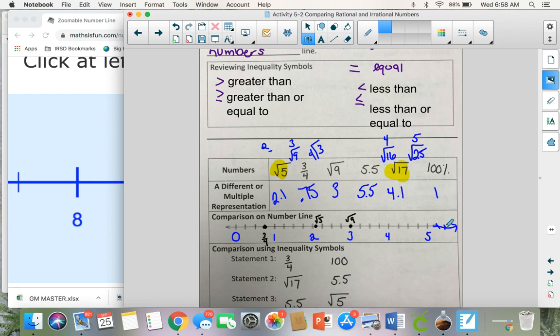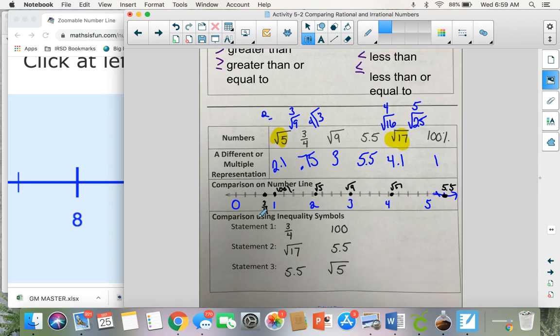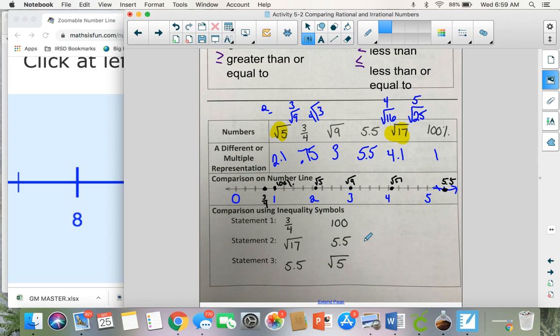5.5, I represented it in the same form. I had to extend my graph, so the 5.5 goes there. Square root of 17, its different or multiple representation is 4 and 1/10, so it goes right there. And then 100% has the same value as 1, so it goes right there. So I've now compared my 6 original numbers using a number line. I want you to pause the movie right now, and I want you to turn and talk to your group on how we did this. Go.